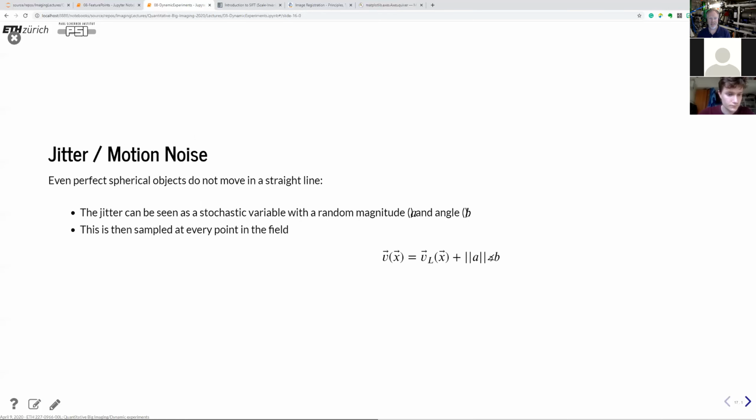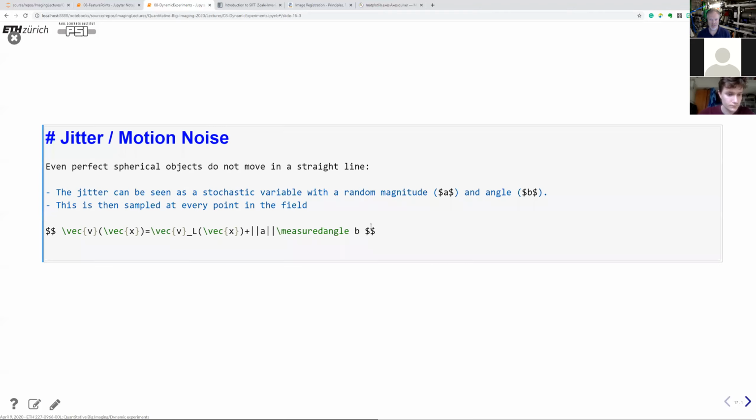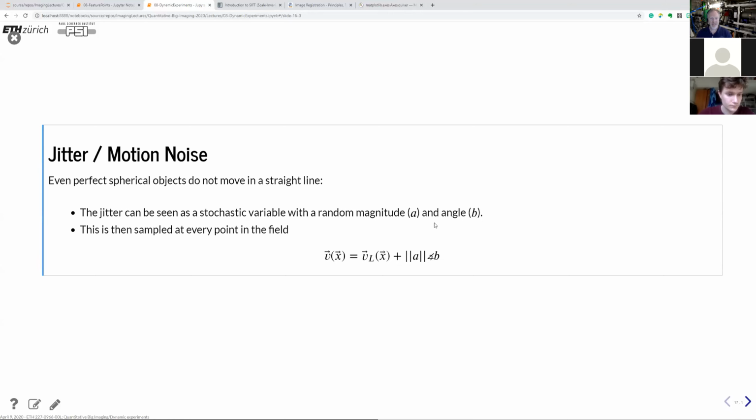So one thing is the jitter or motion noise. You have your motion and then there comes a little jitter, with some amplitude and some direction, and these are random variables. So you go to a certain point and then from there it's jiggling around a little bit, and that is the jitter. That is the question of stability in the sample itself, also how well you can acquire the positions.